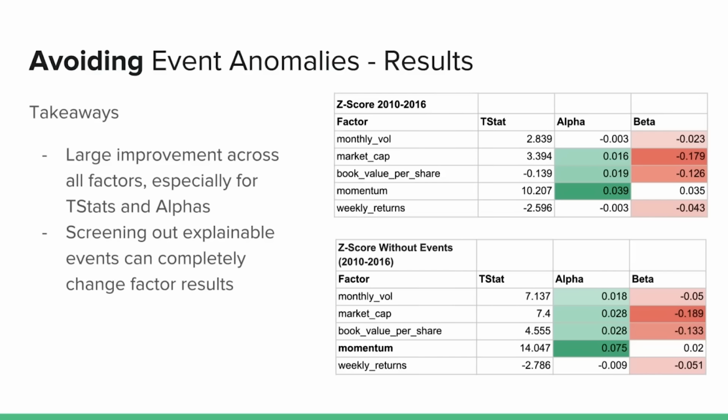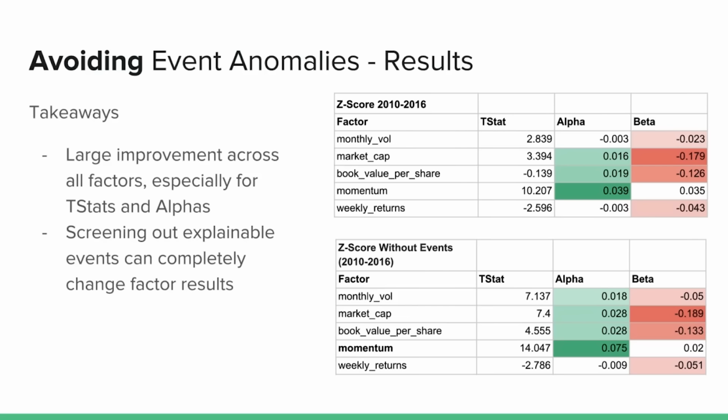And the results are surprisingly good. So in the top table, we see the z-score from 2010 and 2016, the 5 common factors. And we see that when we remove the events, we get much different results, and I would say better results across the board. We see how the monthly volatility factor has increased significantly. We see the market cap T-stat has increased significantly, and most surprisingly, the book value per share has gone from insignificant to a significant signal that we can now trade.